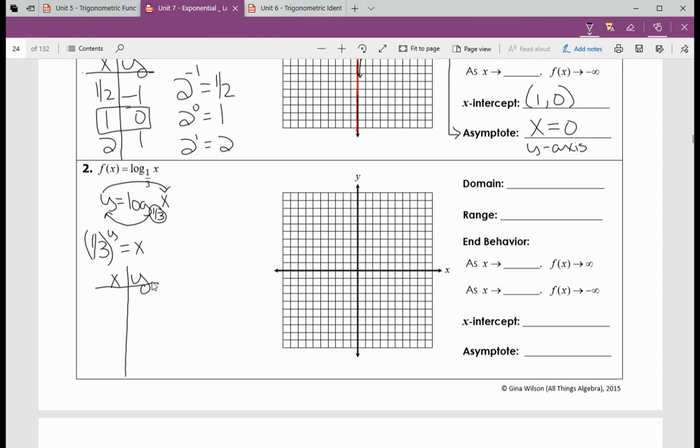I'm going to make my table. Since I only have a y as my exponent, I'm going to use my favorite 3 numbers. 1/3 to the -1 power. If you type that in your calculator, you will get 3. 1/3 to the 0 power. If you type that in your calculator, you will get 1. And 1/3 to the first power stays 1/3.